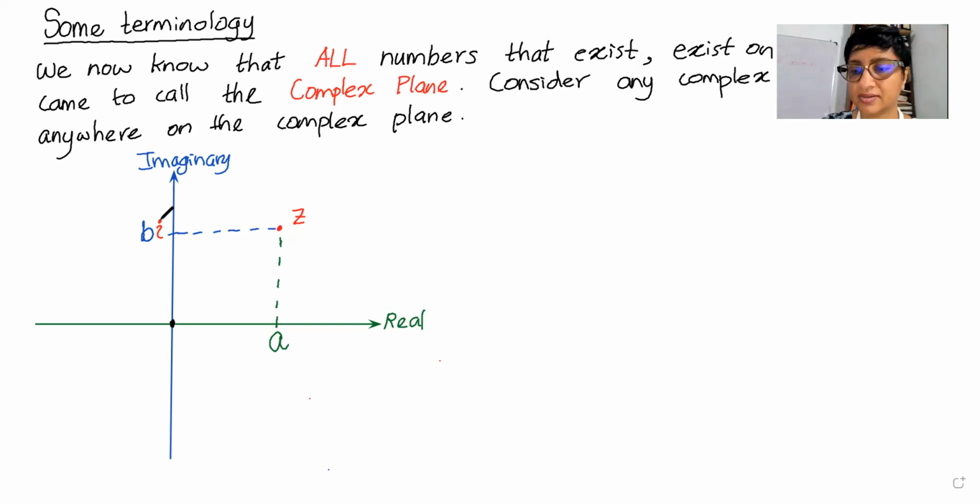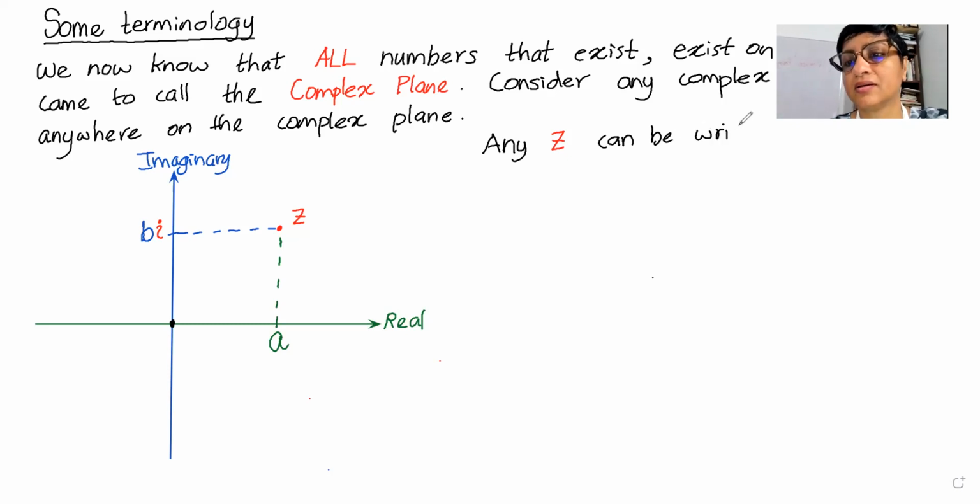And then write any Z. Now we are considering this particular Z. Any such Z, any Z can be written in the following form. What is the form?